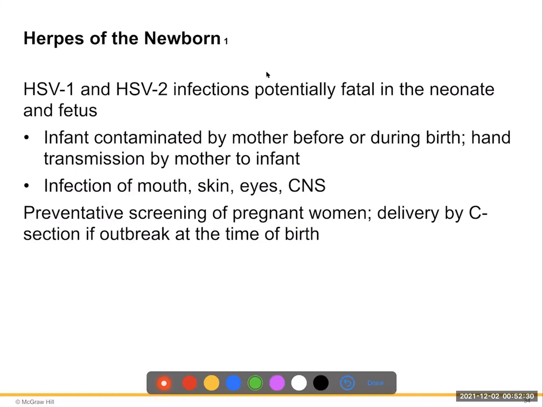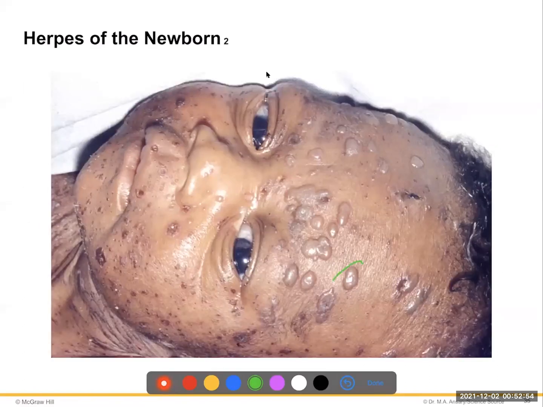They don't go down the birth canal, so they're not exposed to the herpes simplex virus, which can be fatal in neonates. The infant can be contaminated by the mother before or during birth, or through hand transmission from mother to infant, causing infection of the mouth, skin, eye, or central nervous system. It's preventable by screening pregnant women and delivering by C-section. If there's an outbreak at the time of birth, I'll just do an automatic C-section. And you can see the lesions that can occur.